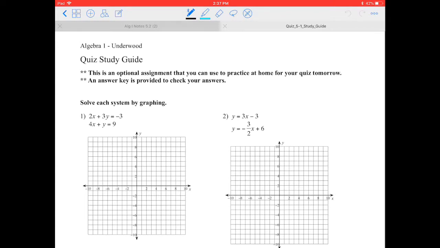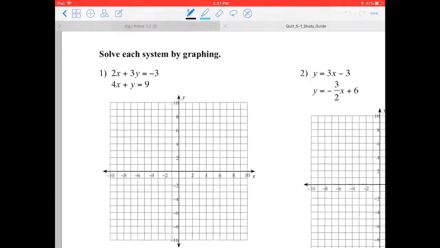You know I'm sick. All right, quiz study guide for tomorrow's quiz. This is obviously optional. I've said this before, but I really highly recommend you practice. So here we go. We'll check the answer key as we go, by the way.